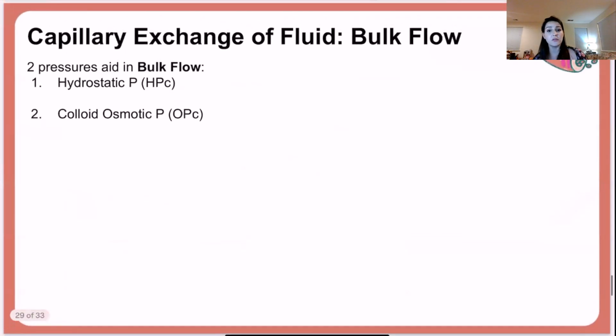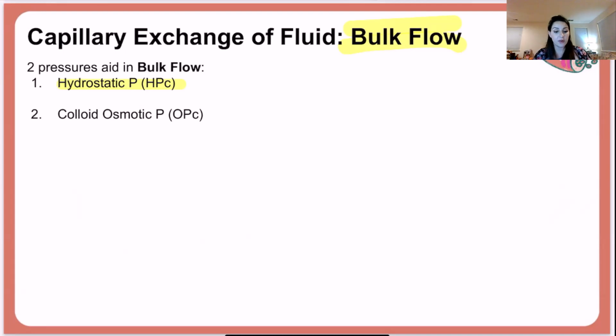But fluids move a little bit differently, and we're going to spend a hot minute on this slide, so prepare. Okay, I'm going to write a lot of things on this slide. But what we're talking about right now is this method of transport called bulk flow. In bulk flow, there's two main pressures that we care about. The first one is called hydrostatic pressure. Hydrostatic pressure, or HP, and then like a little subscript C, okay?